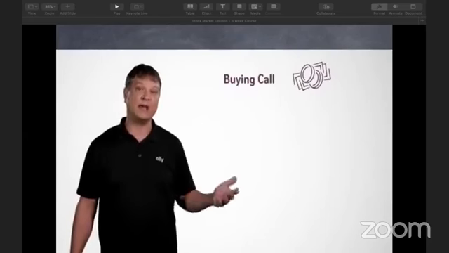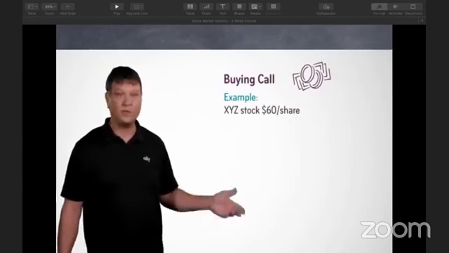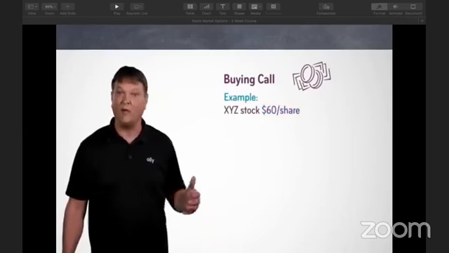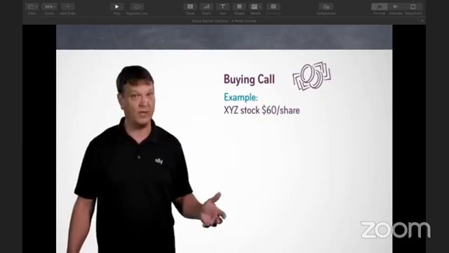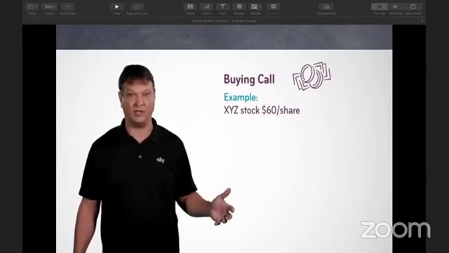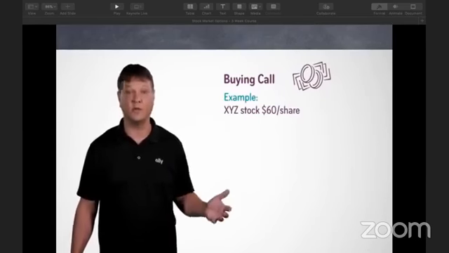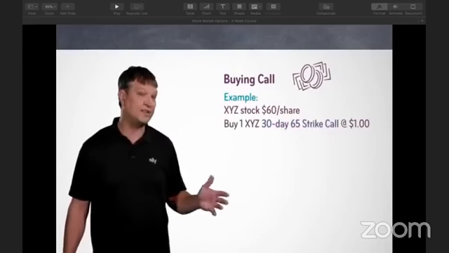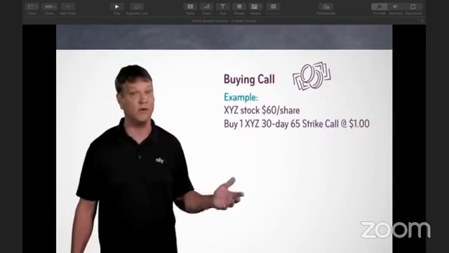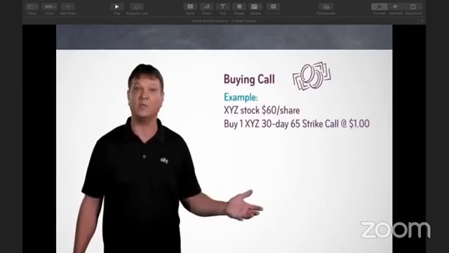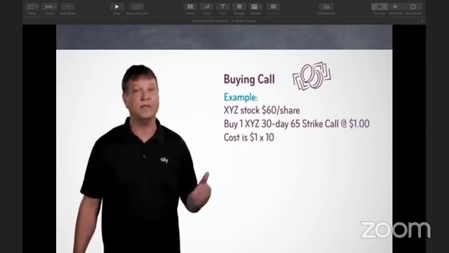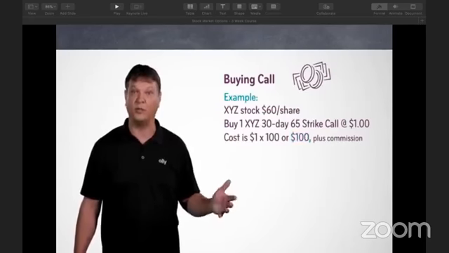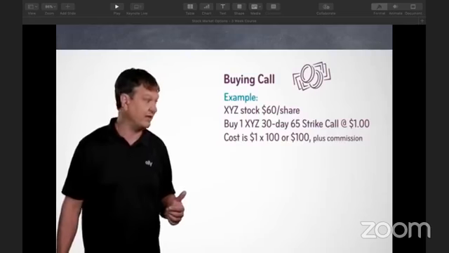Now let's look at an actual example. We have XYZ, which is a fake stock. It's trading at $60 a share. Our forecast is that we are bullish on the marketplace, so we're going to buy an option contract. We think the stock market is going to go up. We see our XYZ 30-day 65 strike call option is trading for $1. Now that's very inexpensive relative to buying the stock. If it's trading for $1, that means that our total cost is $100 plus commission to buy this option contract.